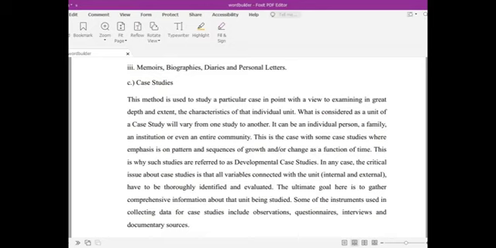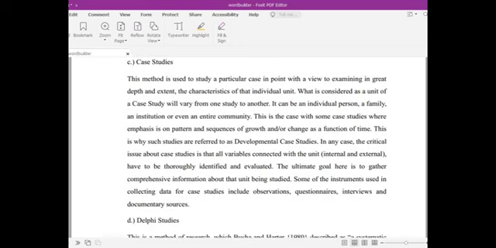This is the case with some case studies where emphasis is on pattern and sequences of growth and or change as a function of time. This is why such studies are referred to as developmental case studies. In any case, the critical issue about case studies is that all variables connected with the units, whether internal or external, have to be thoroughly identified and evaluated.